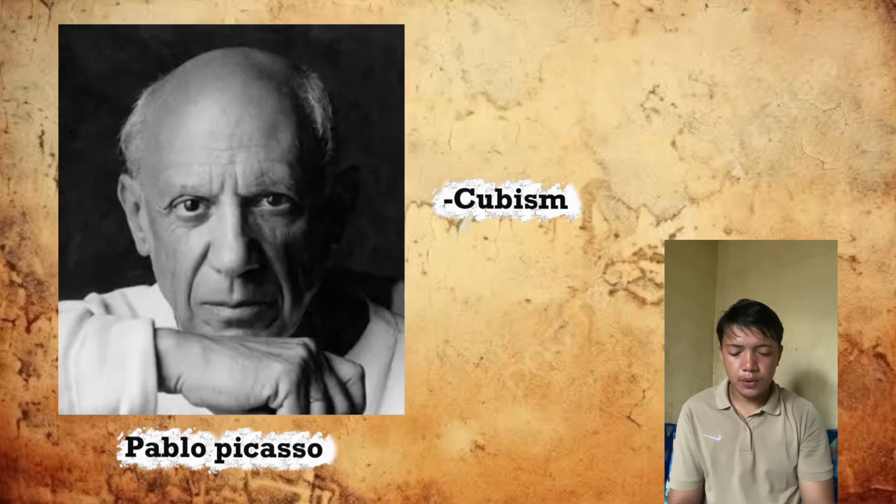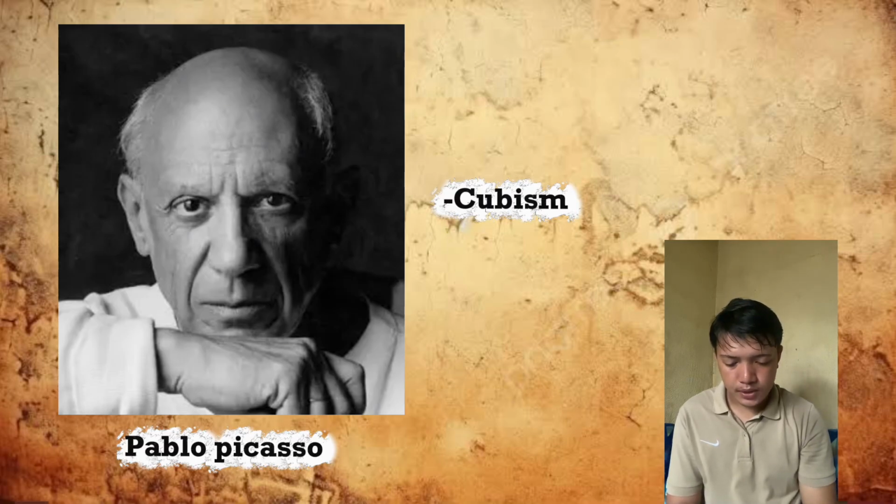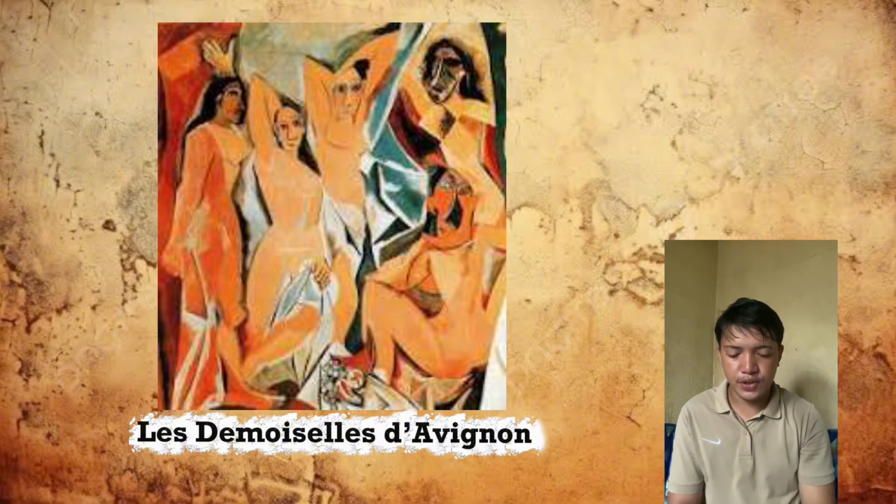Next, Cubism by Pablo Picasso. Early 20th century Paris, influenced by photography and non-Western art. Belief: objects are shown from multiple viewpoints at once, broken into geometric shapes. Artwork of Pablo Picasso, Les Demoiselles d'Avignon. Angular forms and fractured perspective.